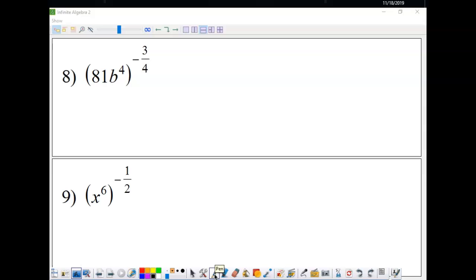All right, so a lot of this is going to be exactly the same as the last problem. It's just that we have a negative exponent. So the first thing that we would do is we would take this power and we would apply it to both of the terms, the letter and the number, right? So we would have 81 to the negative 3/4 power, and we would have b to the 4th to the negative 3/4 power.